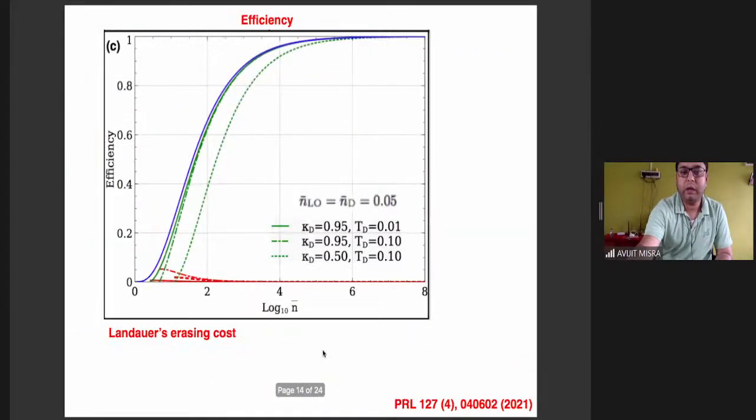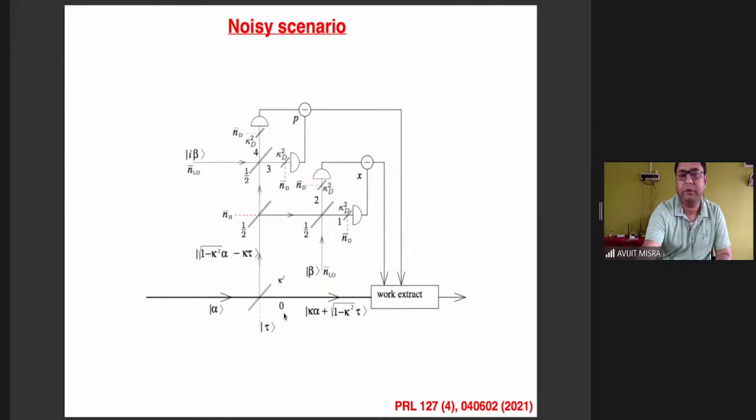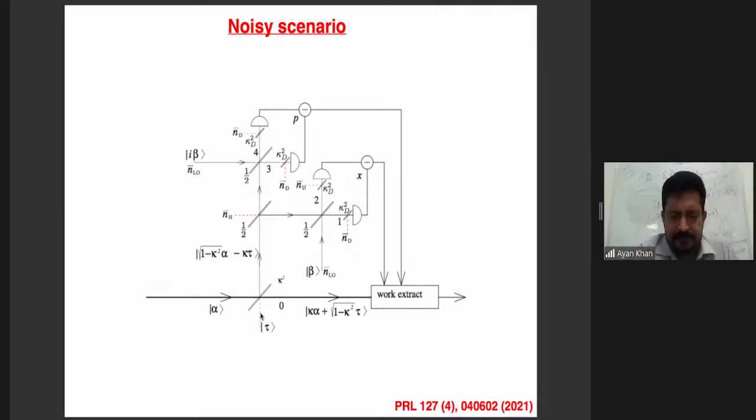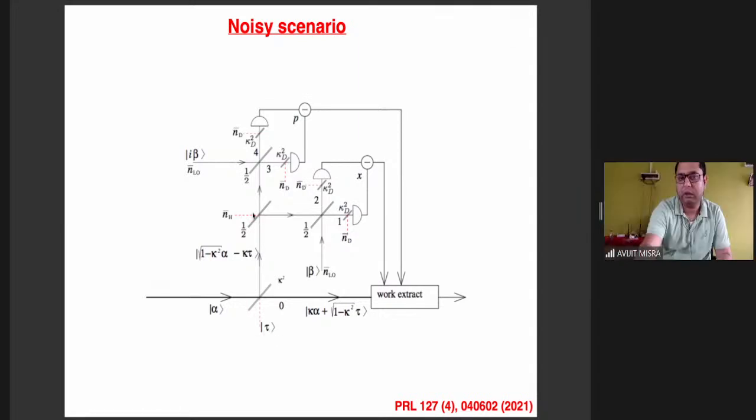What this setup is general. So what is the possibility of noise? So I have empty ports. So I am working in an environment and there can be thermal noise, right? So it's entering, and we need to know the mean photon number, and it can enter here also.